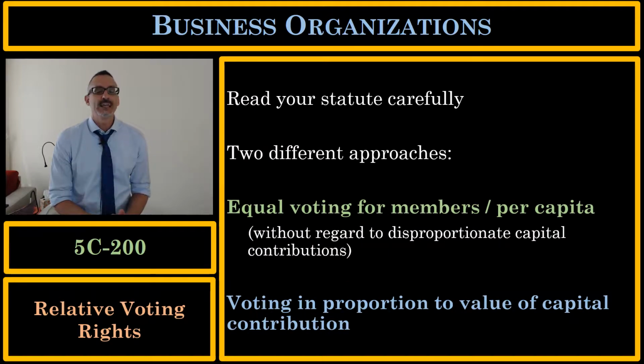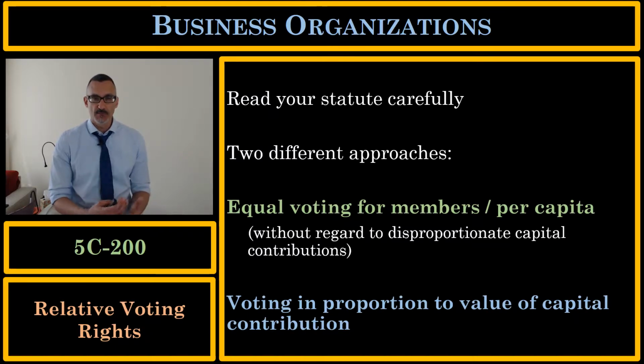One is equal voting rights for all members. Each member gets one vote regardless of her relative capital contribution to the LLC. This is per capita voting. Some jurisdictions will have a different approach. They'll have voting proportionate to the value of the capital contribution to the LLC.